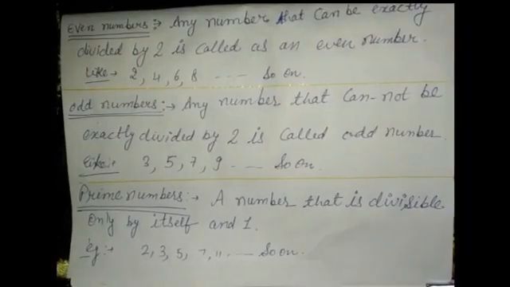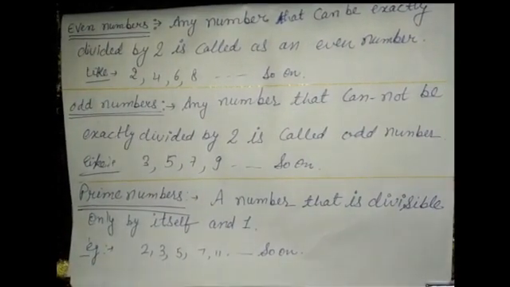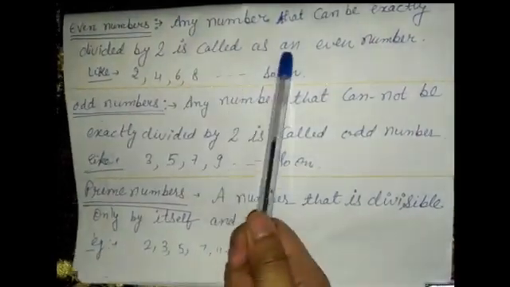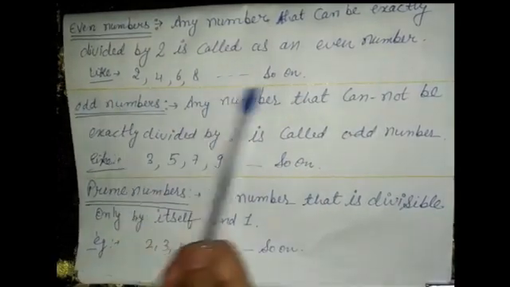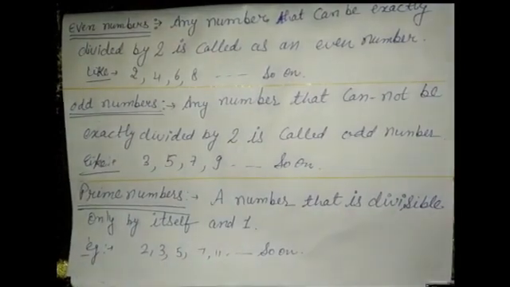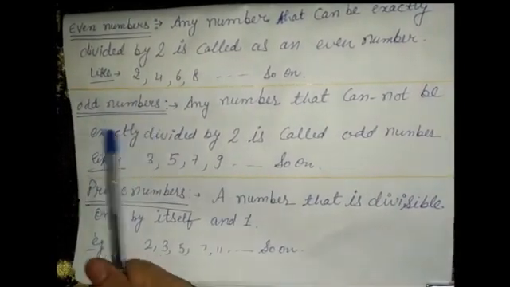Now, I just wanted to tell you about the various numbers. First is even numbers. Even numbers are exactly divisible by 2. Or you can say that any number that can be exactly divided by 2 is called an even number. Like we have examples here: 2, 4, 6, 8, and so on. Or you can also say that even numbers always end in 0, 2, 4, 6, 8 and so on. Correct?